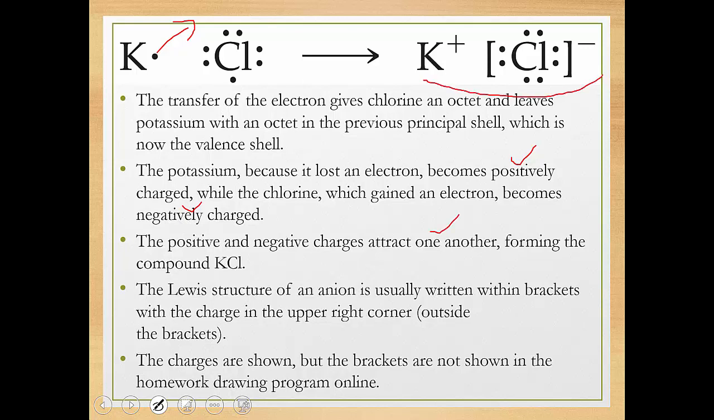Now these are meant to be together. The anion is usually written within brackets. You could show the brackets on the cation as well, but it's not necessary. Charges must be shown. Now when you are doing the Mastering homework, the brackets will not be shown. That's just something that they can't work into the program. But be aware that normal convention would be that you would put brackets around your anion to contain all those electrons.